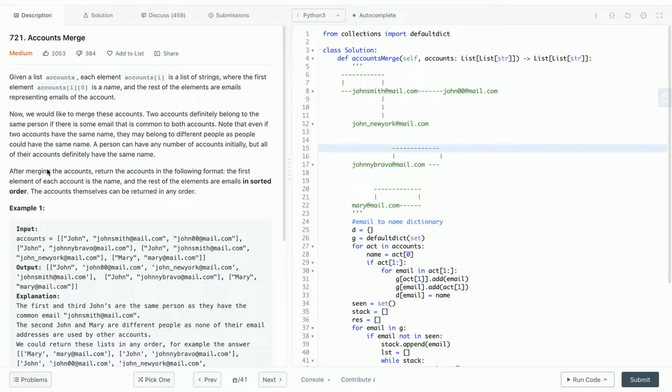Today we're gonna do the LeetCode 721 question, Accounts Merge.